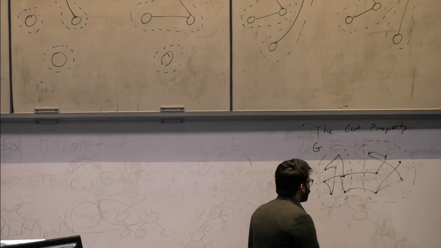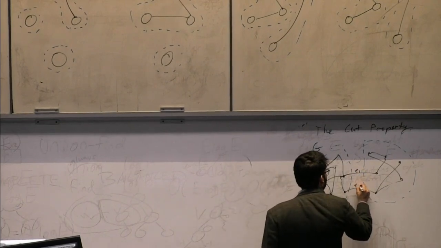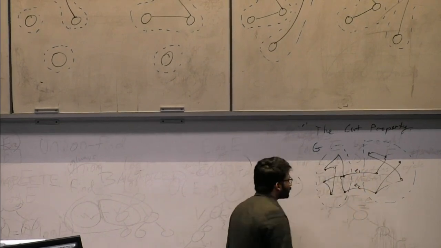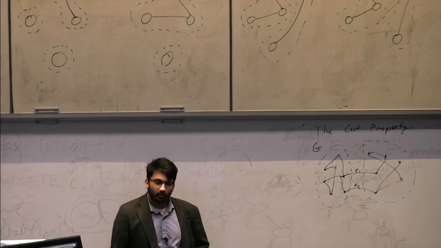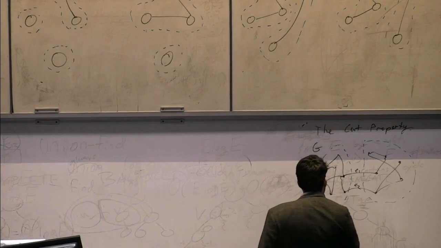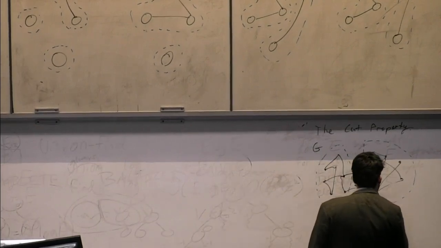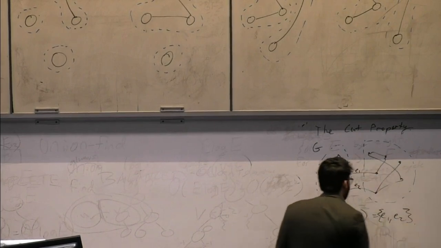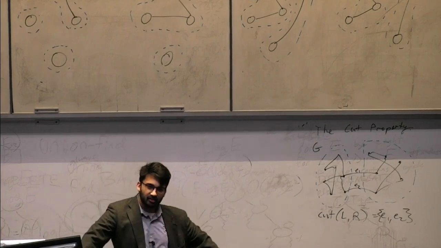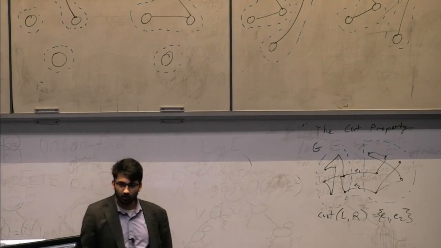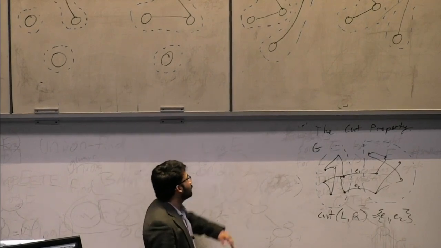Right? There's more than one way to cut the graph, but this cut has two edges, E1, E2. So the cut, this specific cut, we would denote as what is in the left, what is in the right. So we would say the cut here of L and R is equal to E1, E2. Right. This is the cut of a graph. A cut is the way you split the edges and what edges cross between them. Right? The point of the cut property is the following theorem.